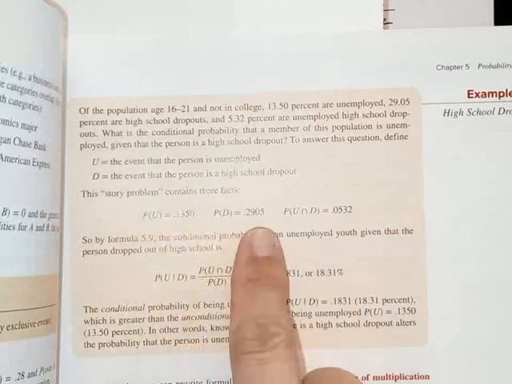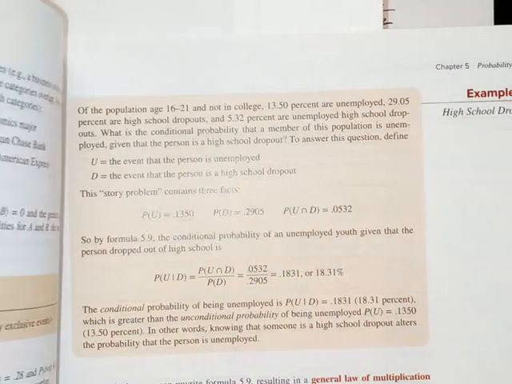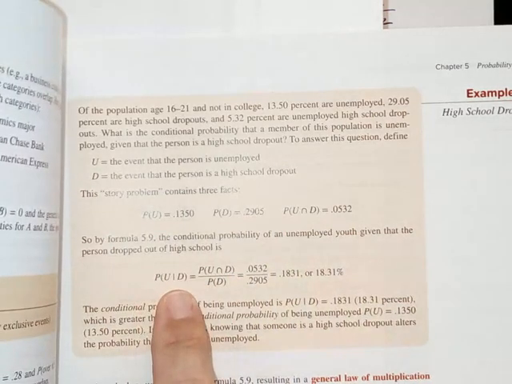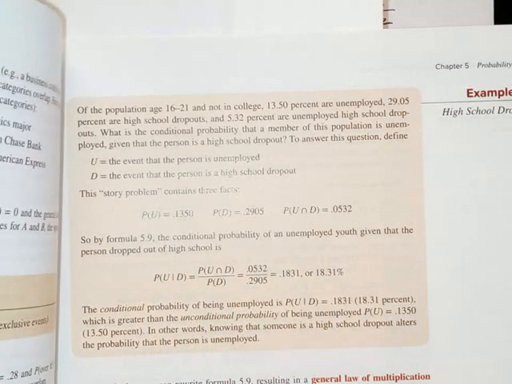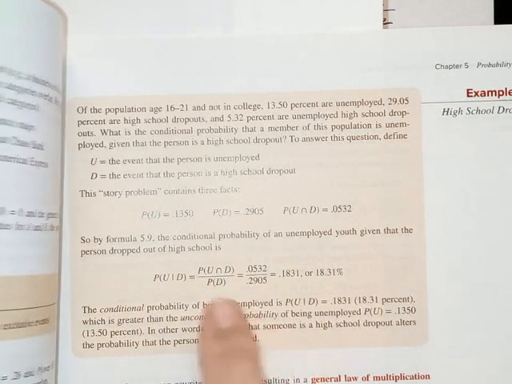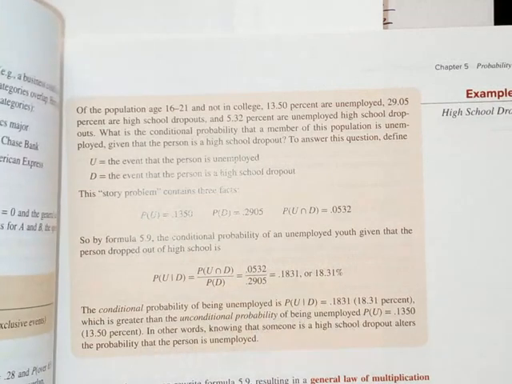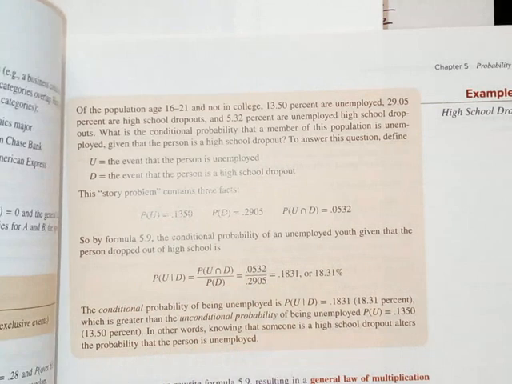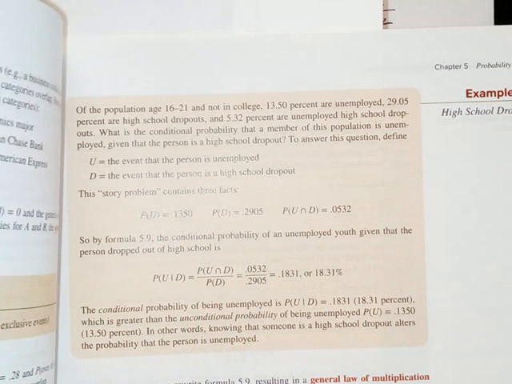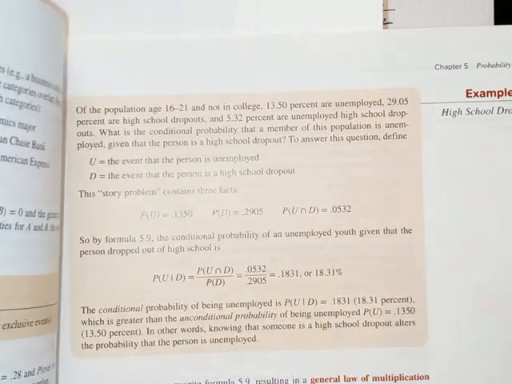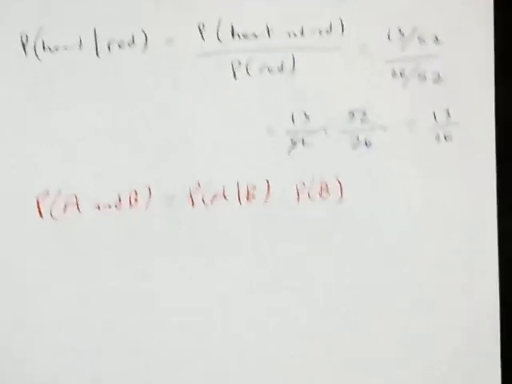Probability of being unemployed, 0.135. The probability of being a high school dropout, 0.2905. Probability of being both, 0.0532. Using our formula, probability of being unemployed if you dropped out of high school is the probability and over the dropouts. In other words, we've reduced our sample only to the 29% of people that are already high school dropouts. And that's why the bottom of this fraction changes. So it turns out that that's 18.3%, which is a much larger number than the 0.53% or even the 13.5% that we knew about unemployment in the first place. So we have the conditional probability, 0.1831, versus the unconditional, 0.1350. But then this version allows me to multiply.